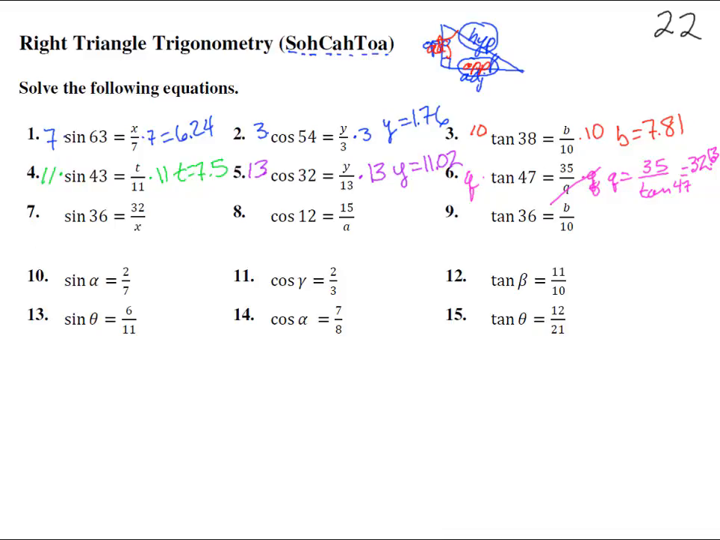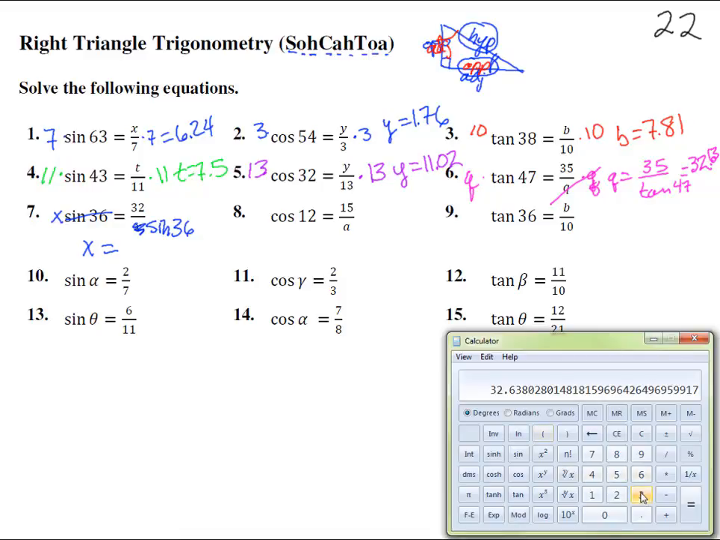Let's do another one very similar to that. Here we're going to have to times by x to get it off the bottom, and then divide by the sine of 36. So we've got x equals 32 divided by the sine of 36, and that equals 54.44.